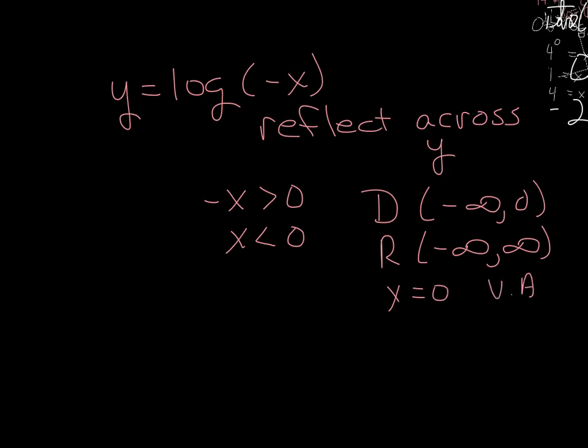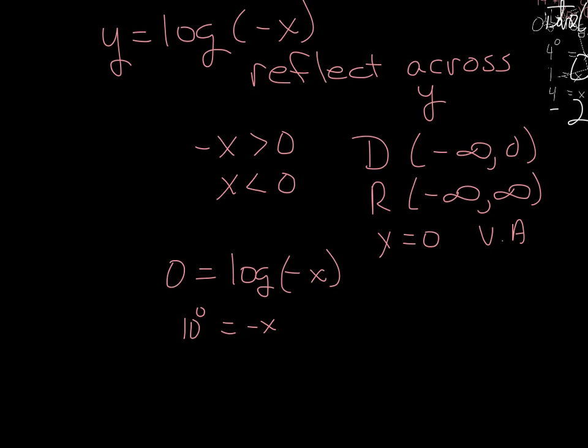So if we set this function equal to 0, Maddie, what's the base here? 10. So 10 to the 0 equals negative x. What's 10 to the 0? 1. So x equals negative 1. Whenever it just says log and it doesn't have a base by it, it's understood that it's 10. So let's see if we can graph this one.